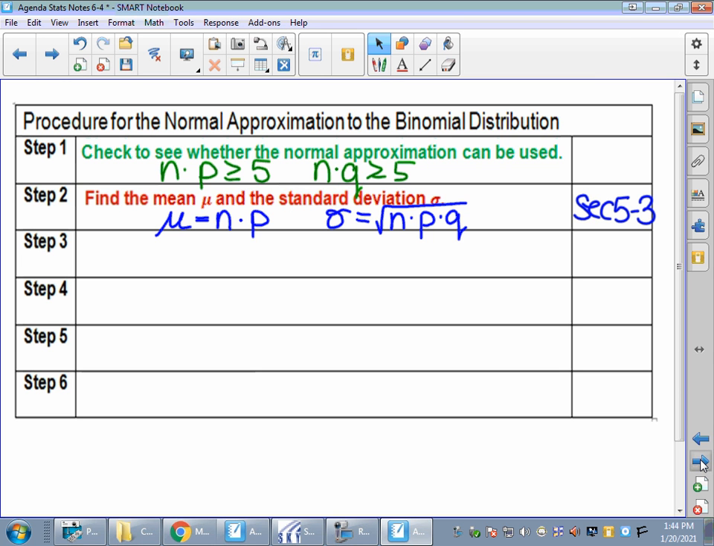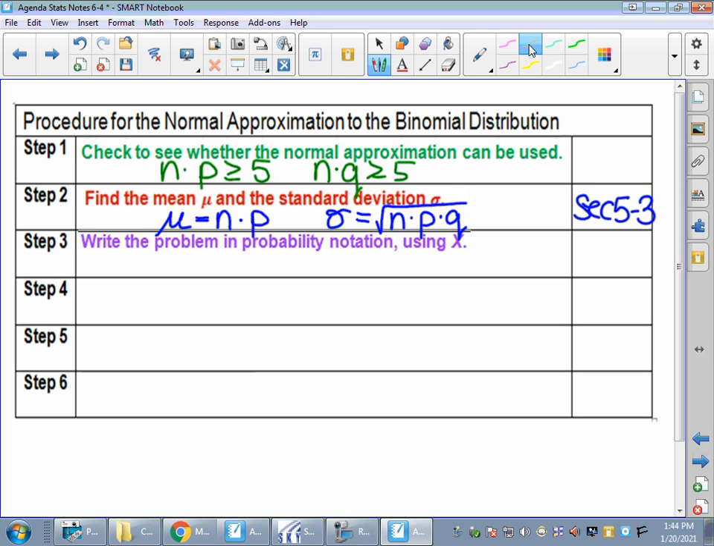Then we're going to write our problem out in the technical format, probability notation using x. When I say probability notation, I might say, find the probability that x is greater than 9, or find the probability that x is greater than or equal to 9. It's going to make a difference when we go to our continuity correction table, but this helps us to match it up.